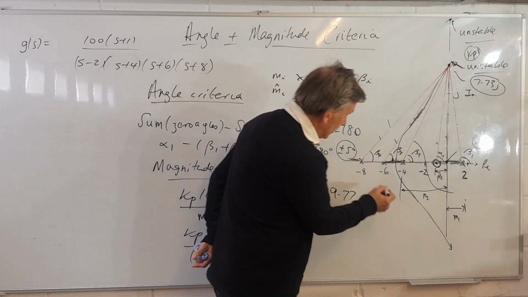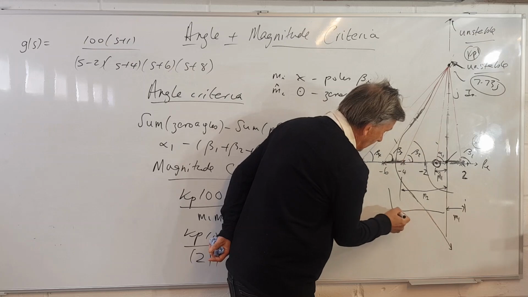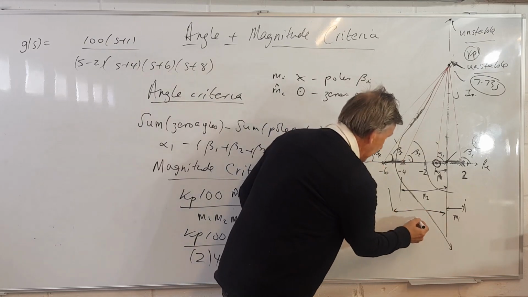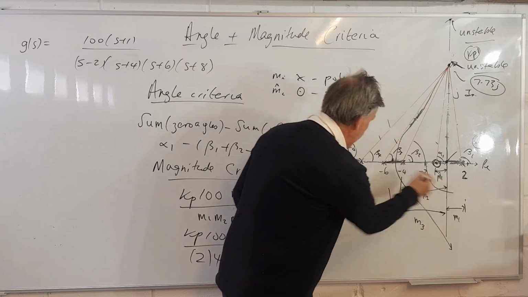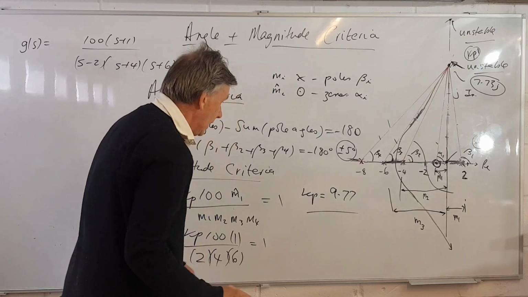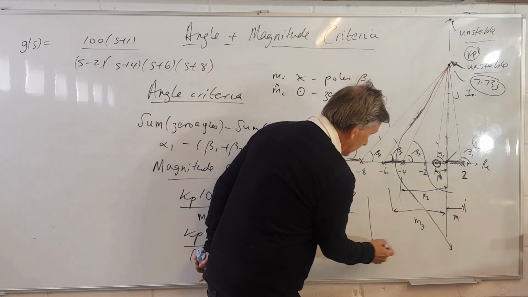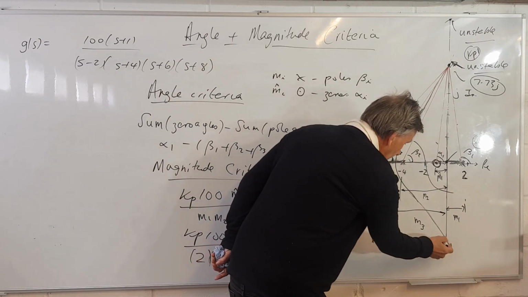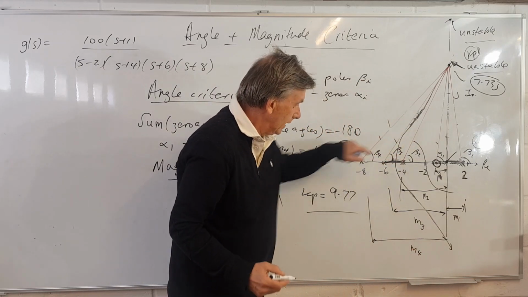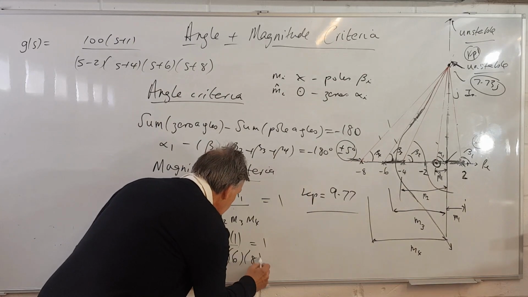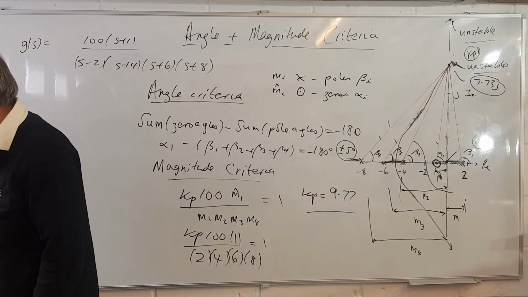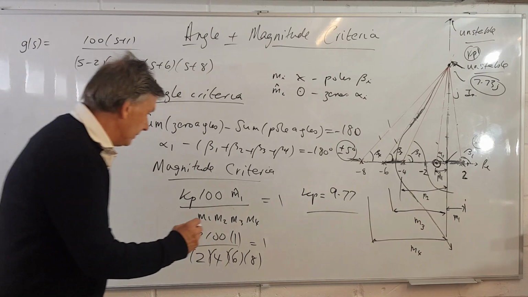Then we can measure this distance here, and that would be associated with this pole here, so we could call it M3, and M3 is in fact 6, isn't it? And then finally, we can measure this distance here, that's M4, that's to here, and M4 is 8. And then we could solve this equation for Kp, and Kp comes out as 3.88.